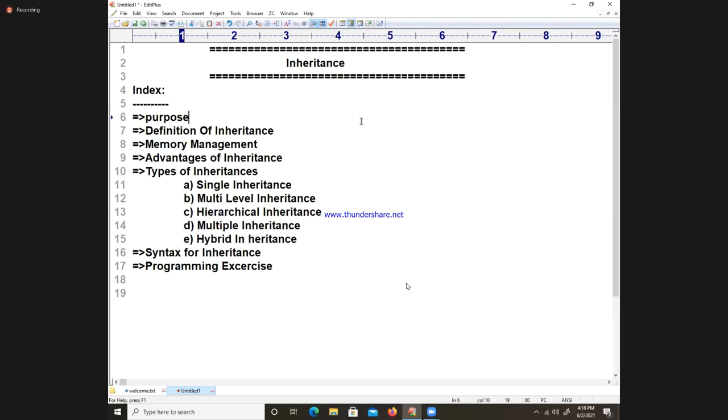Speed up the things. Purpose of inheritance. I want to get a perfect answer. I am getting only half answers. I want perfect answers. Come on, quickly. Yes, Ravanti, very good.